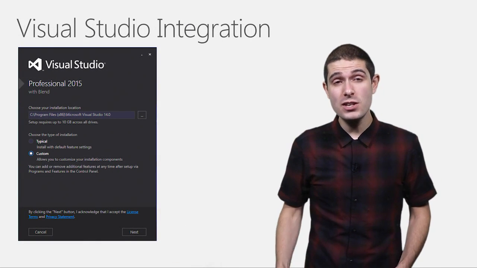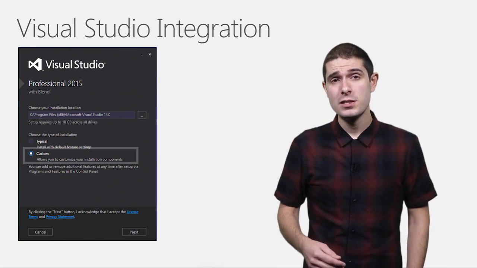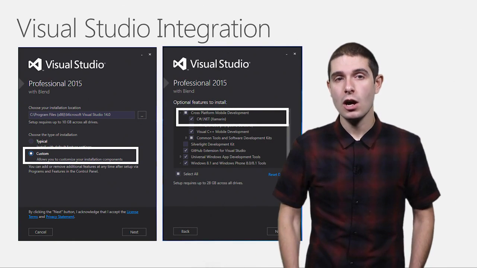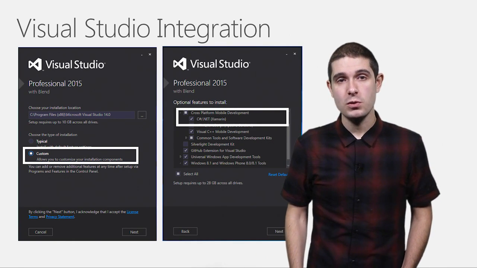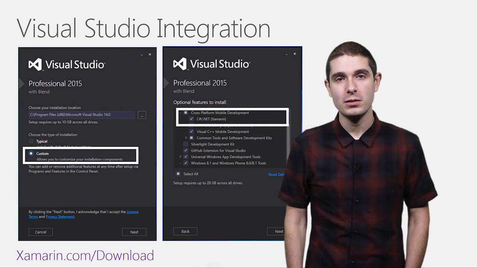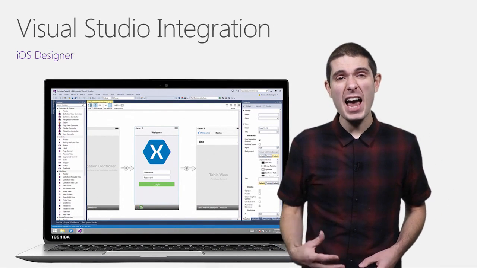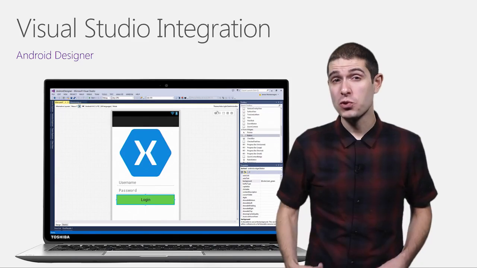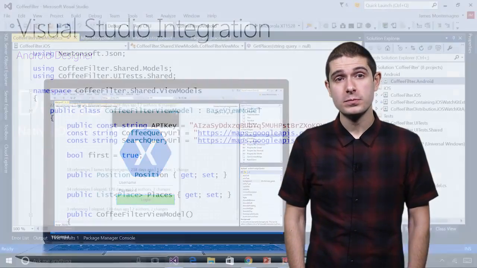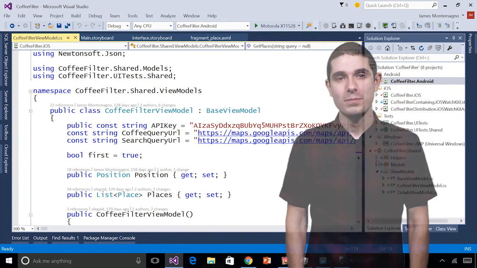Now it's never been easier to get started with Xamarin. When you install Visual Studio 2015, simply select Custom, and then on the next screen, select Xamarin. You're good to go. Now if you've already installed Visual Studio, simply go to xamarin.com/download for our full universal installer. Now when you do that, you're going to have access to our great iOS and Android designers built right into Visual Studio to design and then deploy your applications. Let's take a look at getting started with Xamarin inside of Visual Studio.